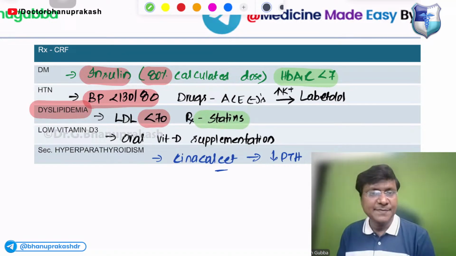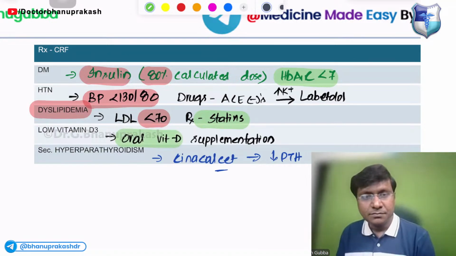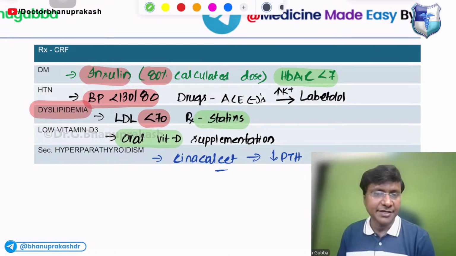Then followed by that, these patients will have vitamin D deficiency. So how do you treat this vitamin D deficiency? You need to give oral vitamin D supplementation.